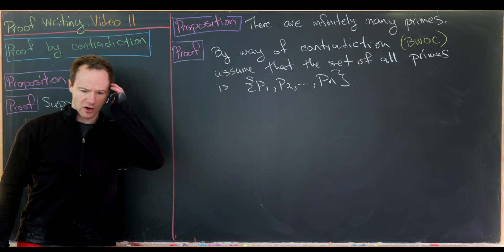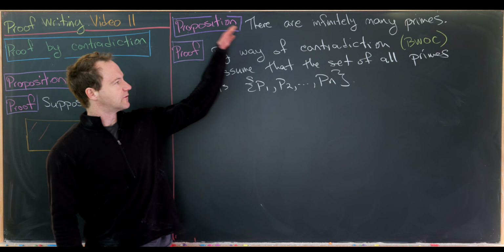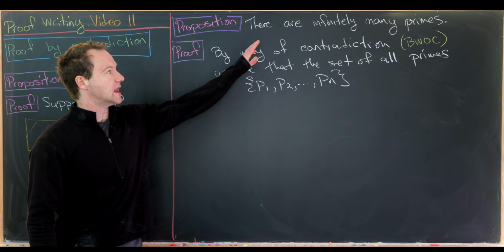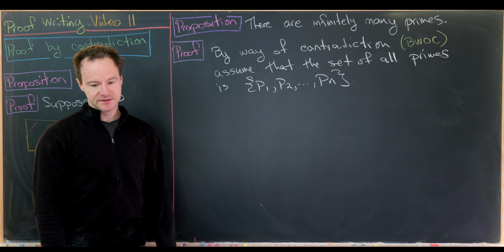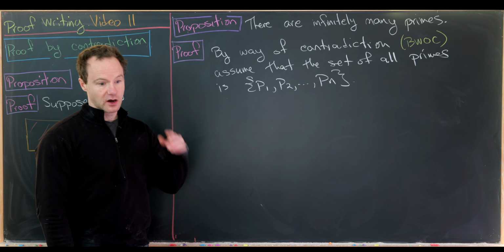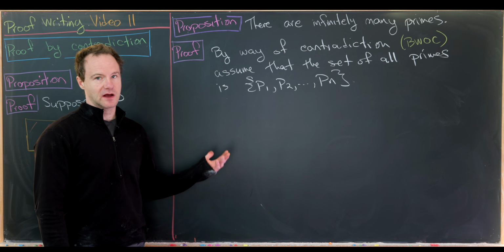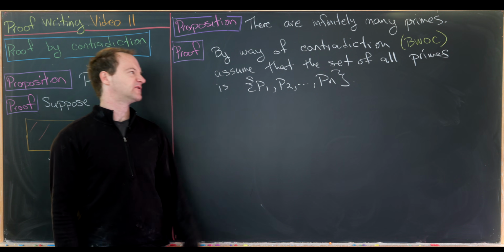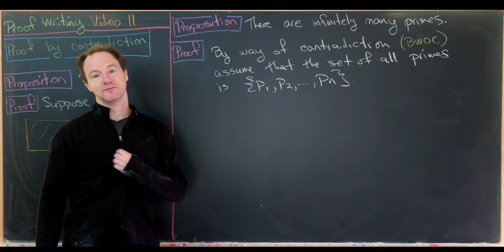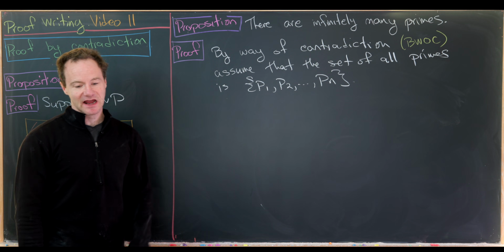Okay, so let's talk our way through this. If we're assuming that there are not infinitely many primes, then that means that there are finitely many primes. But if there are finitely many primes, then we can put them all together into a finite set and index them as such. So that's exactly what we've done here.